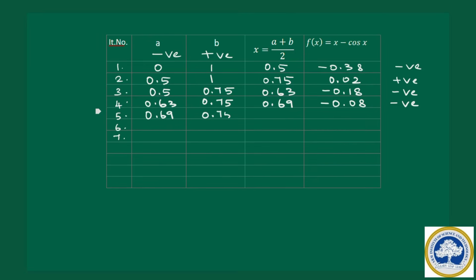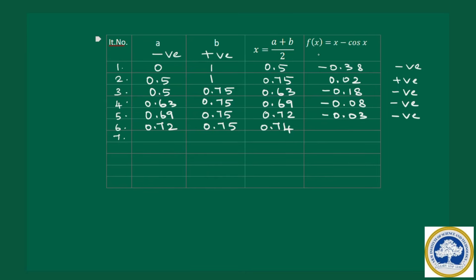B remains the same. Now 0.69 plus 0.75 divided by 2 will give you 0.72. The corresponding function value is minus 0.03. This is again negative. So 0.72 should be replaced over here. 0.75 will be the same. Again taking the average, this gives you 0.74.